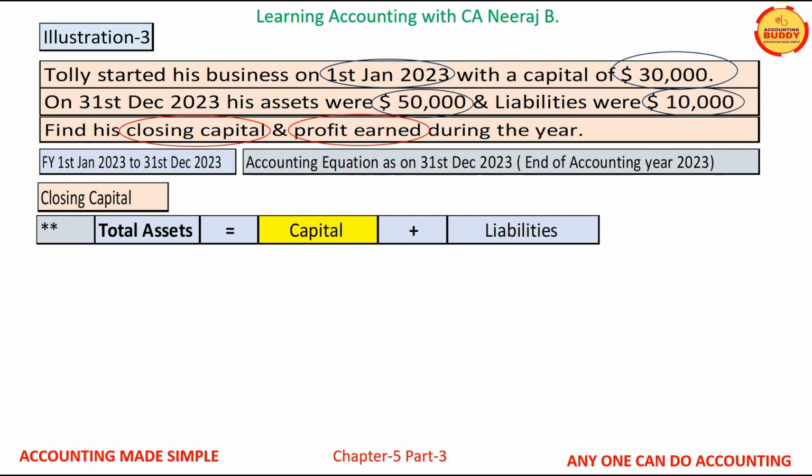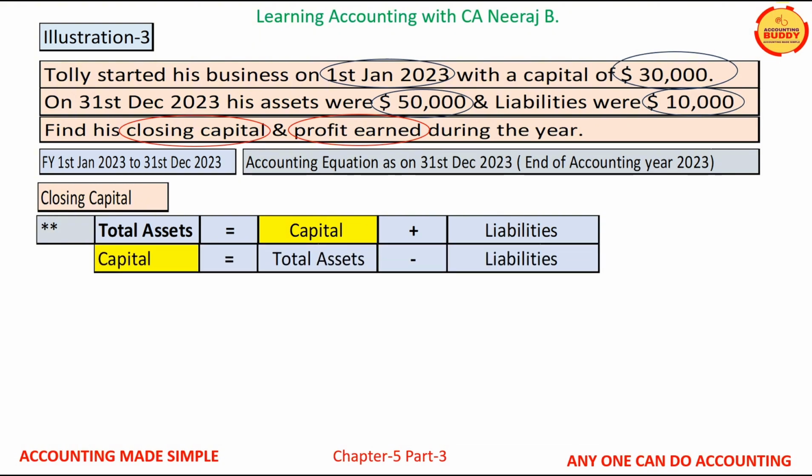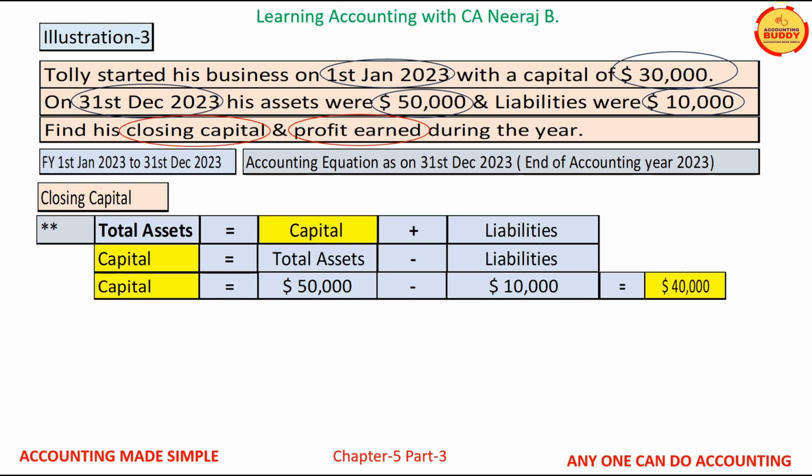Therefore, we can calculate the closing capital by subtracting the liabilities from the total assets. Total assets as on 31st December are $50,000 and the liabilities as on the same date are $10,000. Therefore, the closing capital as on 31st December 23 will be $40,000.